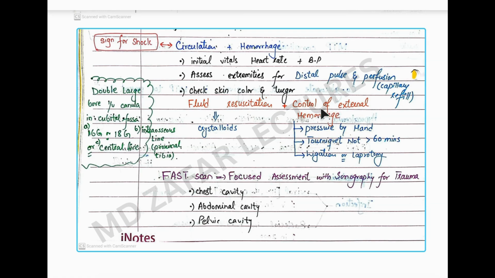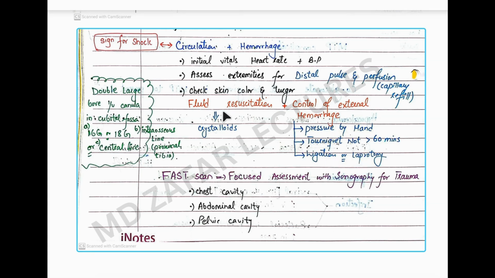Followed by this, as I've explained, there is equal importance of controlling the external hemorrhage, which can be done by putting your hand, establishing some pressure, or applying a tourniquet. But a tourniquet should not be applied for more than 60 minutes. Followed by that, if there is a major vessel bleed, we can go with ligation or with laparotomy.